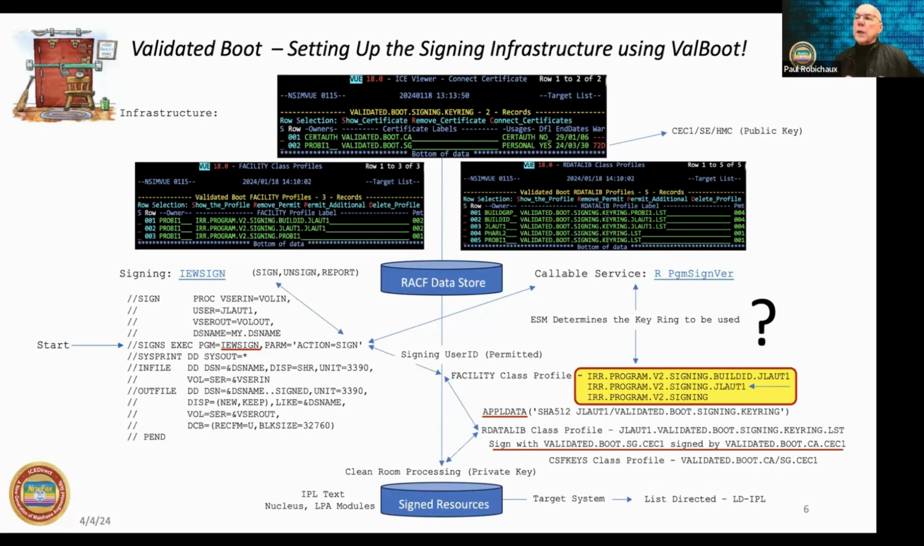The key point about that facilities class profile is that within it, it contains an APPL data component that defines the keyring and the owner of the keyring that's going to be used in the attempted signing itself. So we not only have to have access to the facilities class profile itself, we're going to have access to that keyring. And in order to get that access, we're going to have to be permitted by our RDATALIB profile.